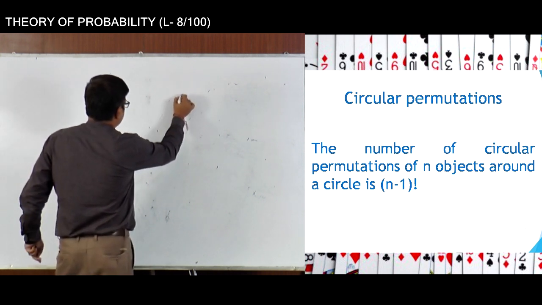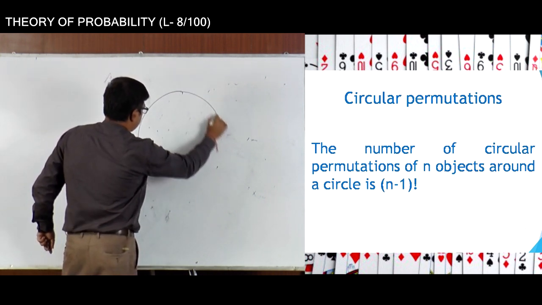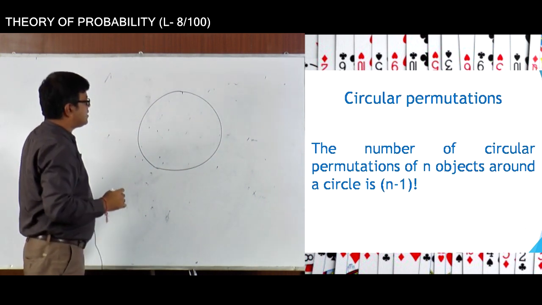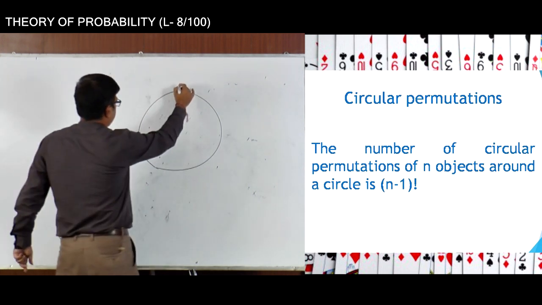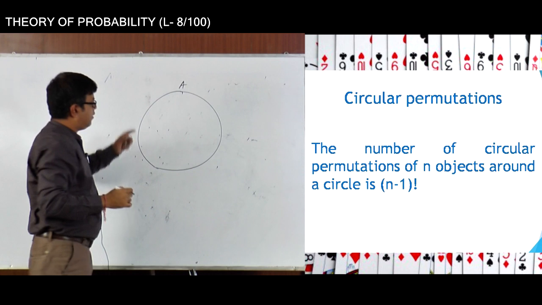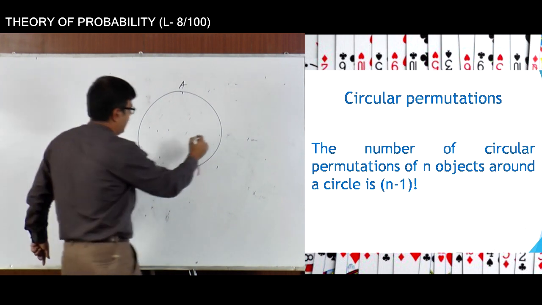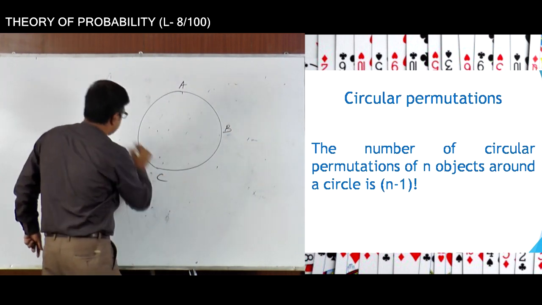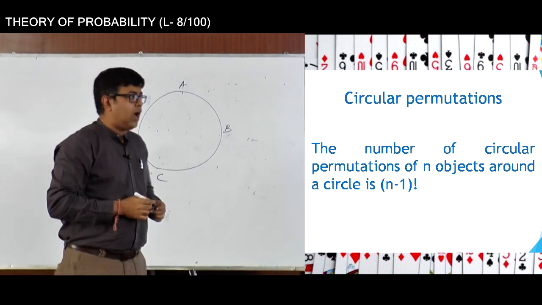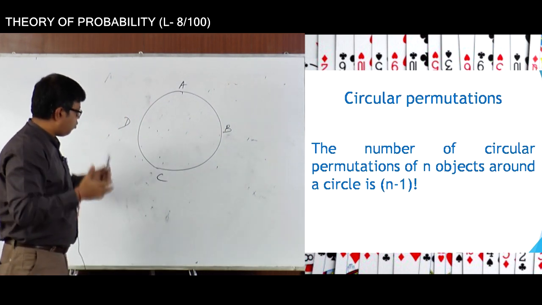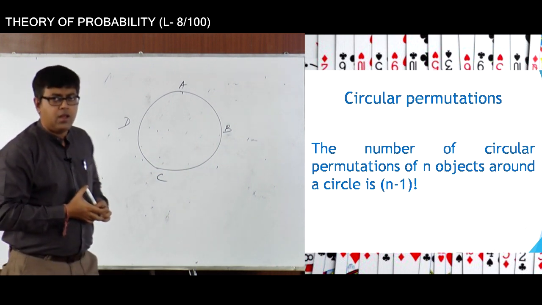Now, for circular permutation, let's say we draw a circle and we have four things, let's say the four letters of the English alphabet A, B, C, D. Now, in how many ways can I arrange these four alphabets A, B, C, D? How can we do that? What is the concept of this circular permutation?